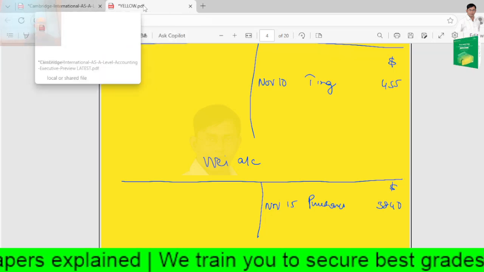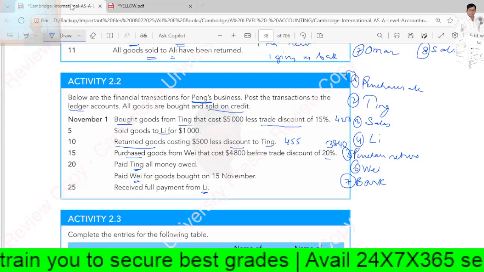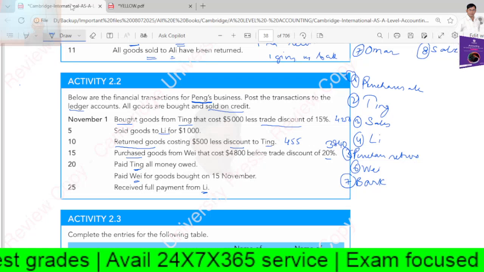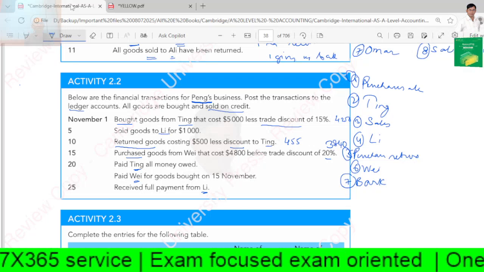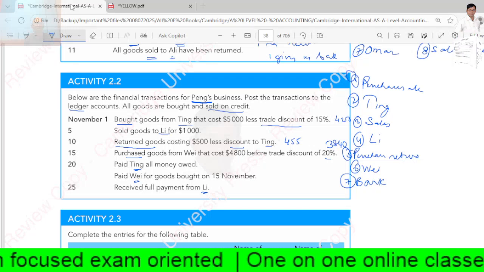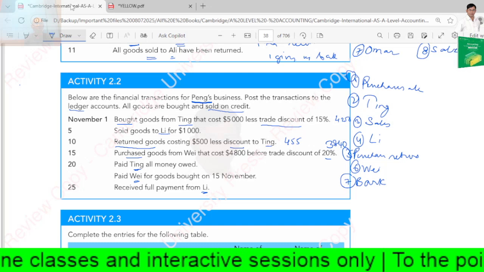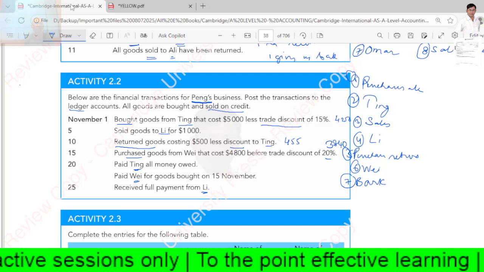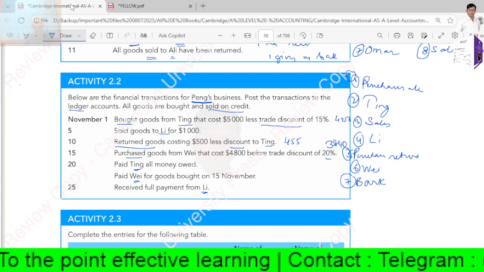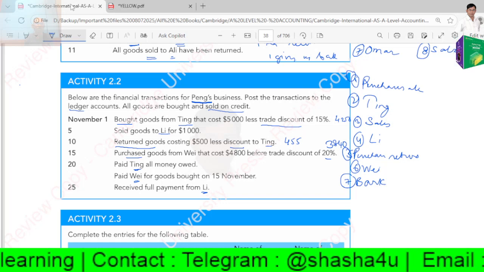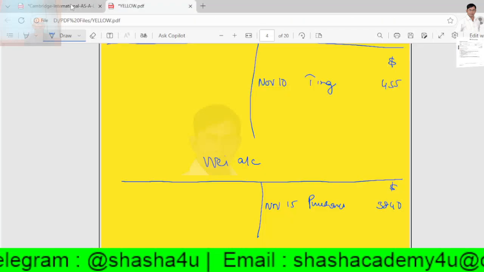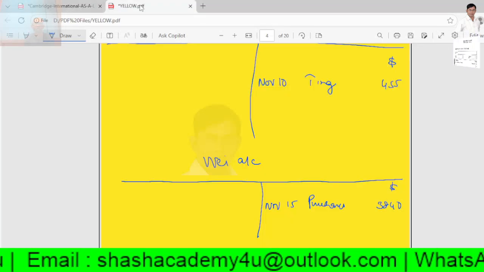So always write the dates. Next entry: paid Tinge all money owed. Paid V for goods bought on 15th November. We have bought only once. So we have to pay Tinge, pay V, and receive from Lee. On the 20th we have to pay Tinge and V.